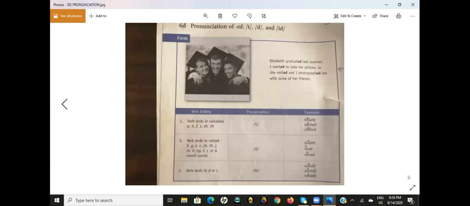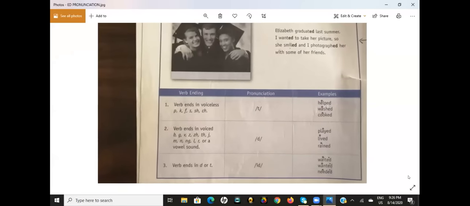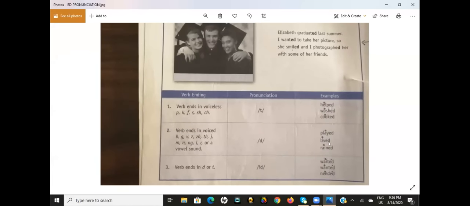Okay, do you see the document? Yes. Okay. So how many sounds do we have of ed in the past? Three. How do you pronounce the first sound? Helped. Washed. Cooked. Now, the t at the end, with the sound t, right.